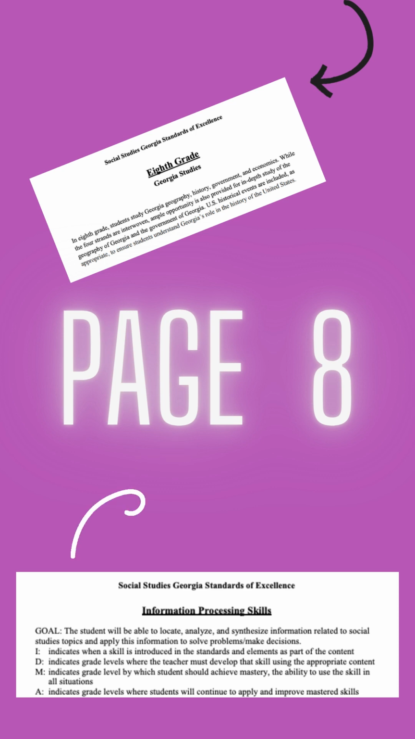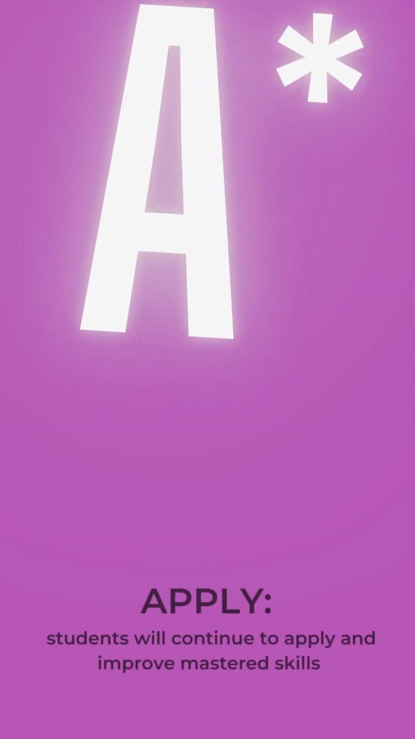They are just assigned in a separate matrix. So if you're scrolling through your standards and specifically land on page 8, you're going to come across those information processing skills. It's going to be a pretty color-coded matrix, and it's going to be also broken down with a couple of letters. So as a refresher, those letters are I, D, M, A. So what does that mean for you?